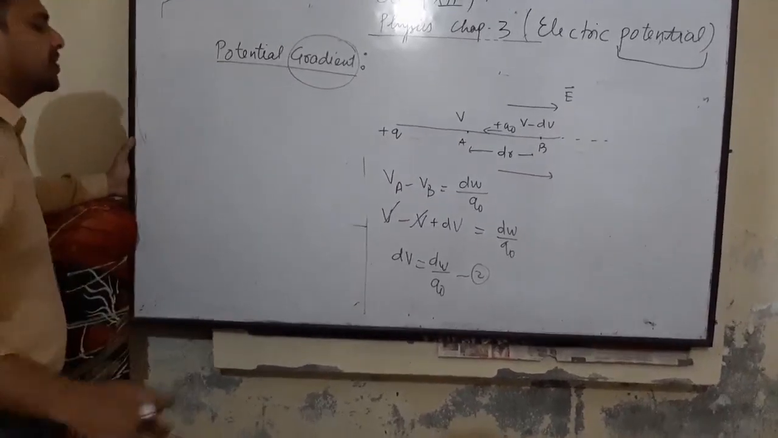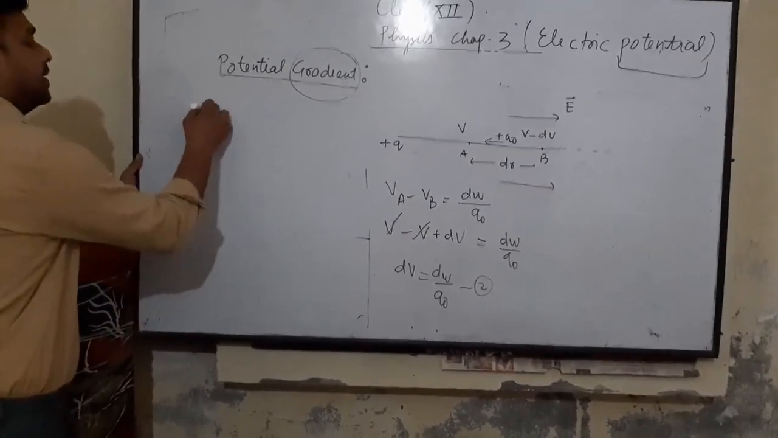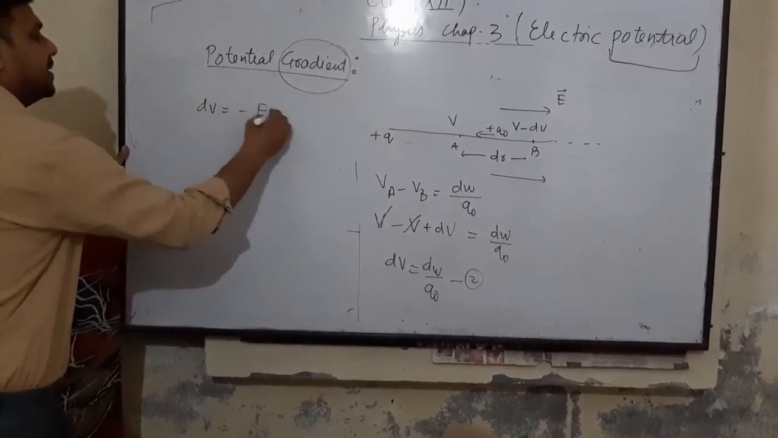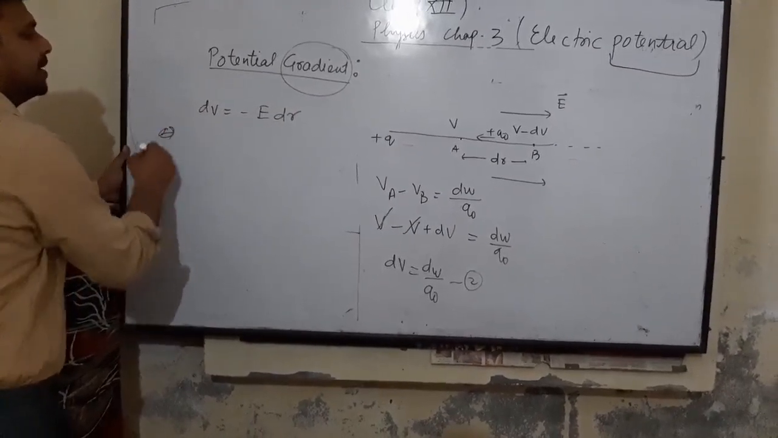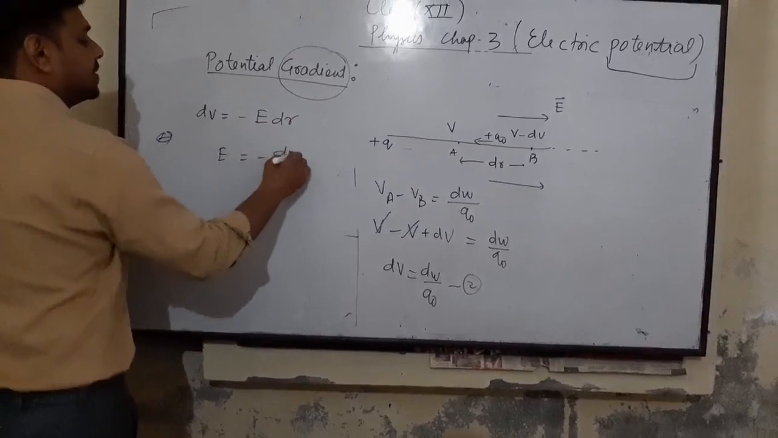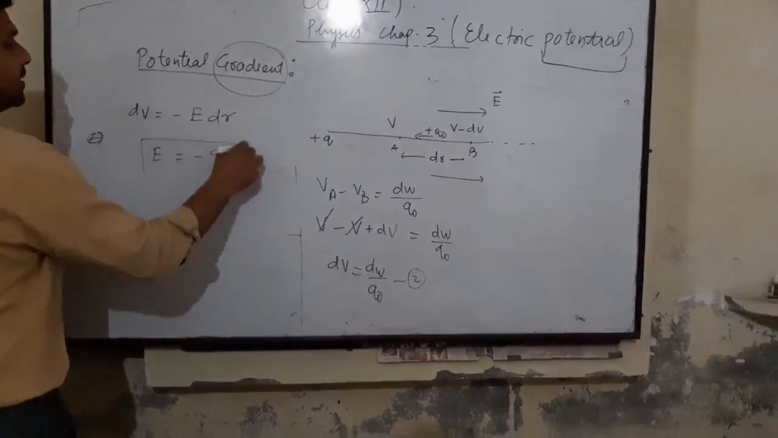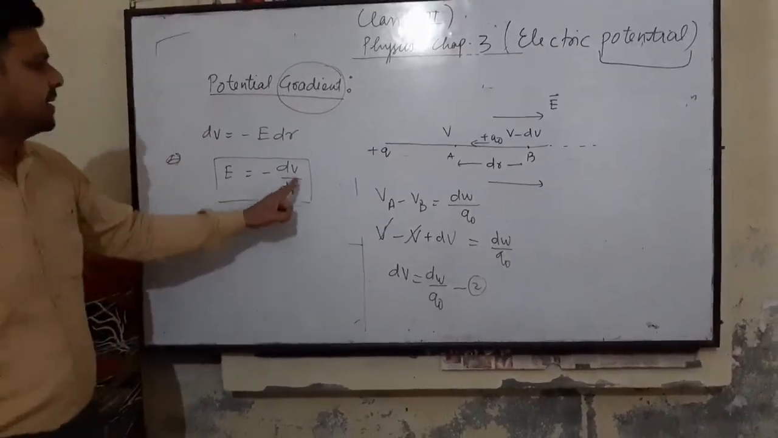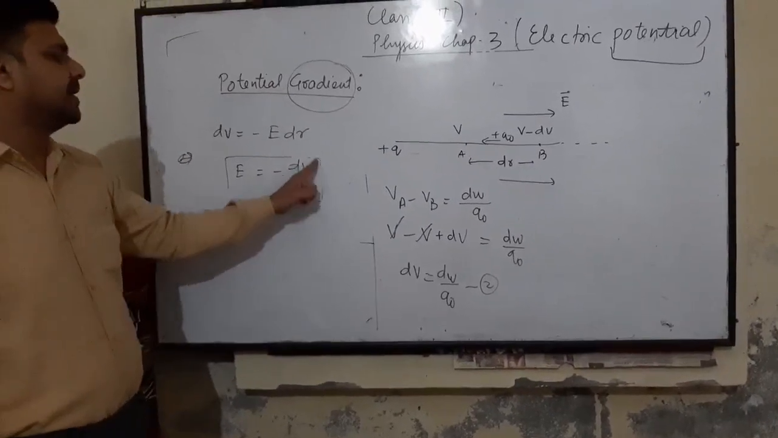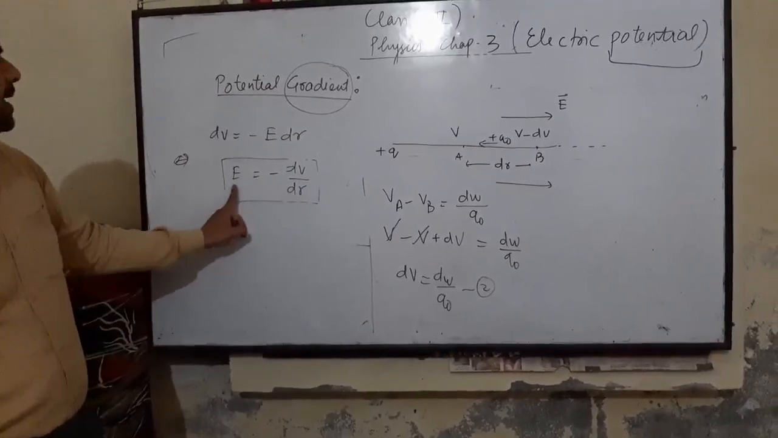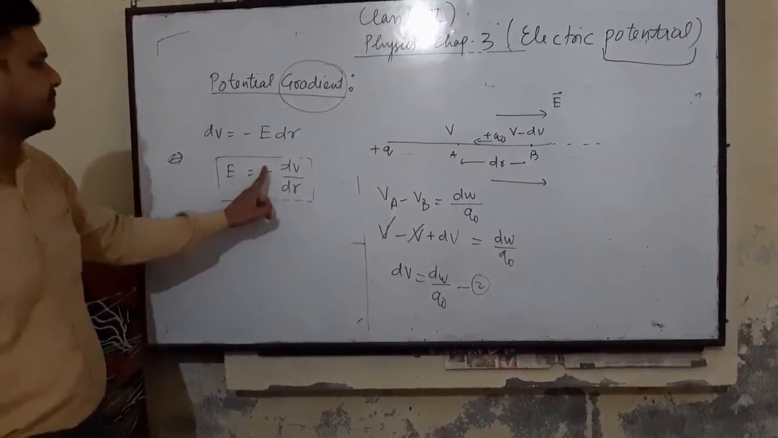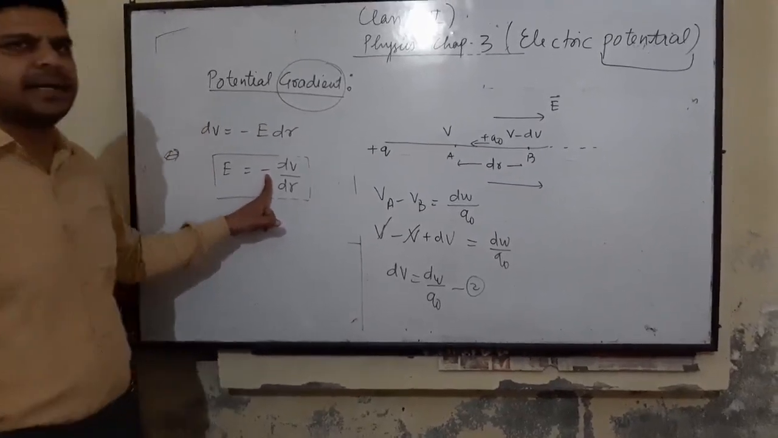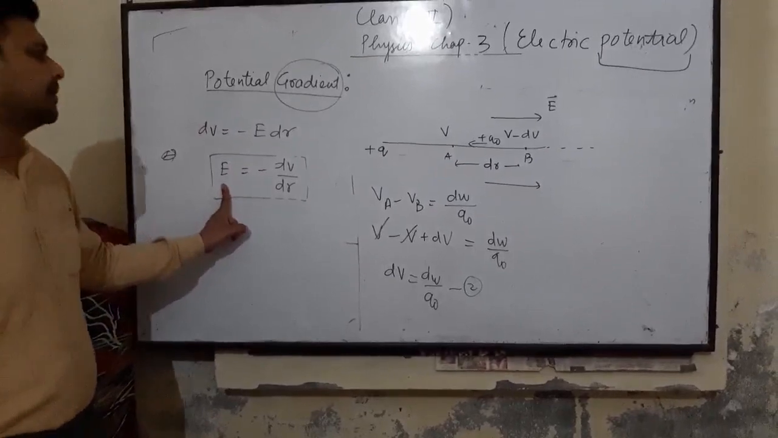After equating equations 1 and 2, we get dV is equal to minus E dr, which implies E is equal to minus dV over dr. This is the expression for potential gradient. What is potential gradient? This term dV over dr is the potential gradient, and it is equal to the intensity of electric field. And this negative sign shows that the electric potential decreases in the direction of electric field.